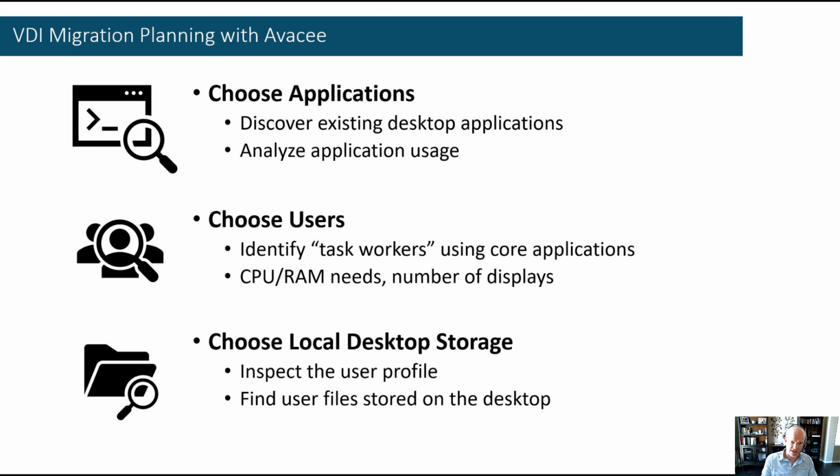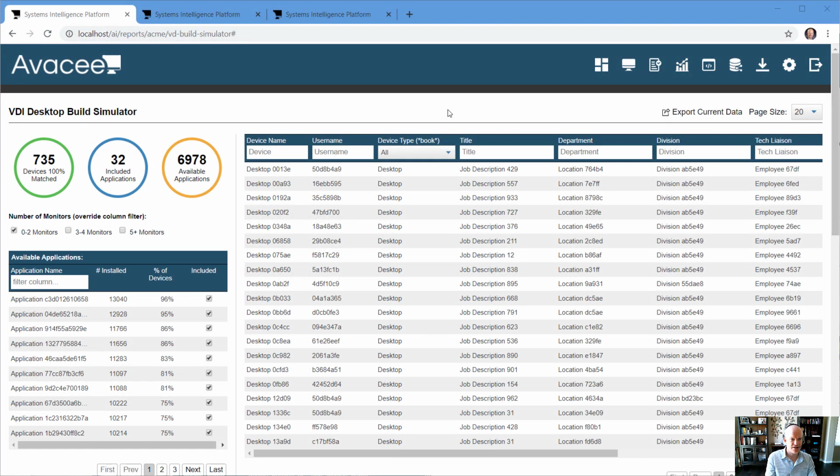You've got to choose your applications, you've got to choose your users, and you've got to choose what storage you're going to bring with you into your new virtual desktop environment. Avacee can help with all three of those, but today we're going to particularly look at applications and users. So let's begin by looking at actual data from a real-world VDI migration project.